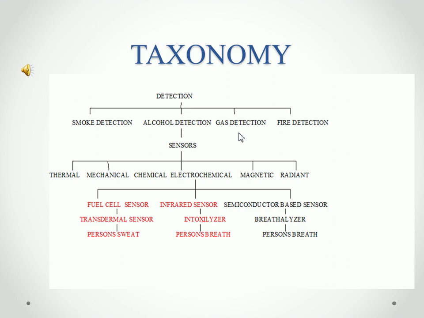And electrochemical sensors are of different types like fuel cell sensors, infrared sensors and semiconductor based sensors. In this project I am using fuel cell sensors and infrared sensors. When a device uses a fuel cell sensor, it is called a transdermal sensing device. When it uses an infrared sensor, it is called a breathalyzer. The transdermal sensor detects the presence of alcohol through the person's sweat. The breathalyzer detects the presence of alcohol through the person's breath.